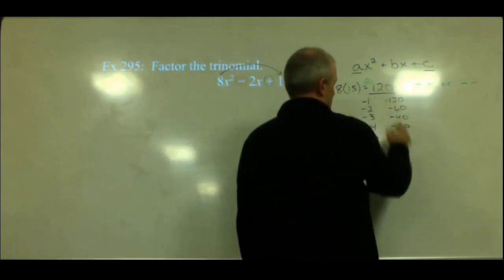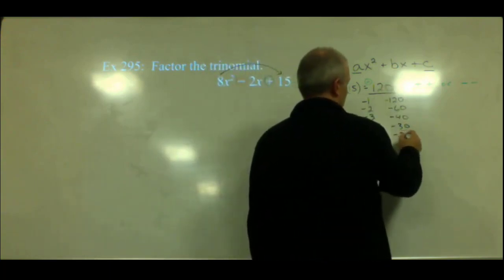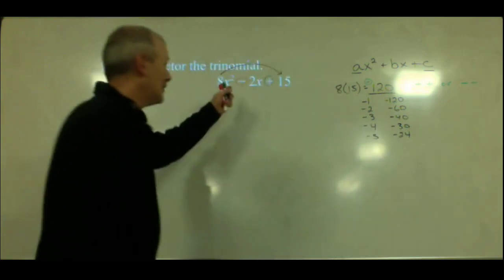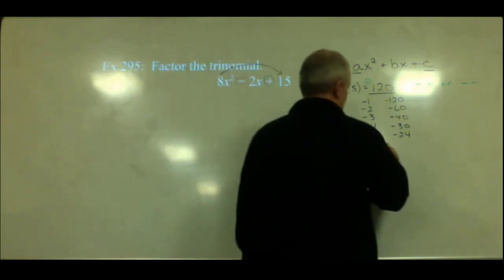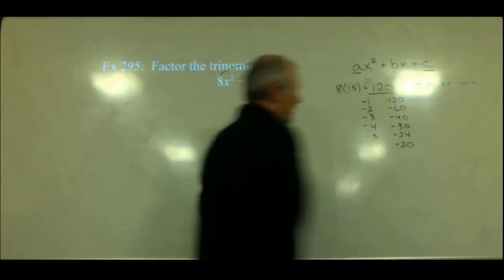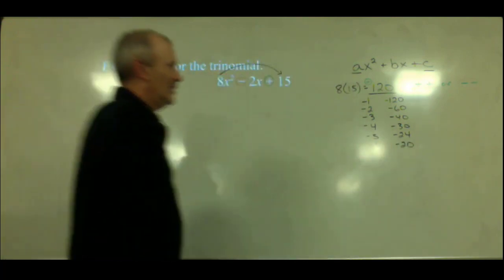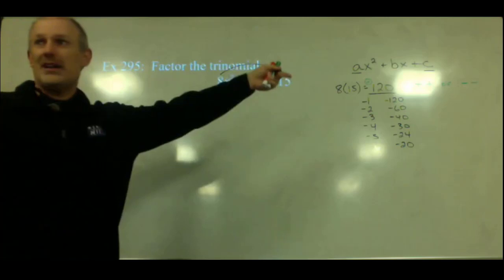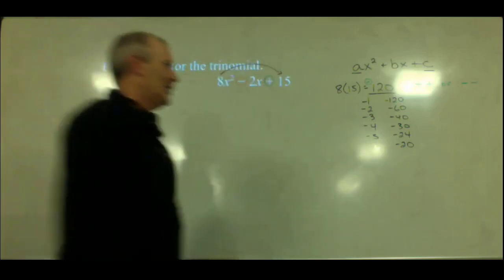Negative 5 divides in there negative 24 times. That does not equal negative 2. Negative 6 divides in there negative 20 times. That does not equal negative 2. 7 does not divide in evenly, so we get to skip 7.